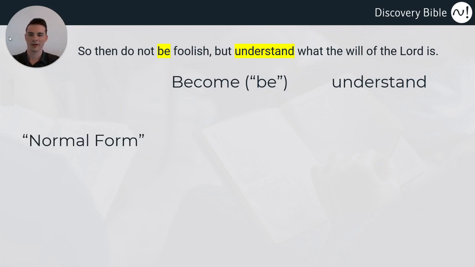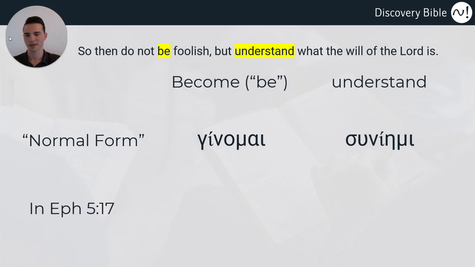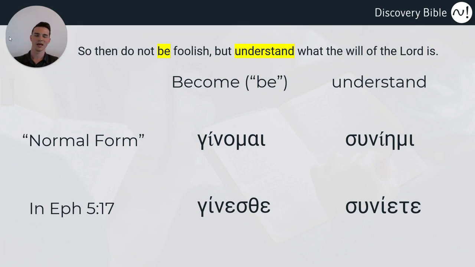So the normal form, also referred to as a lemma, if you would like to know the technical term, is seen here. That's how it normally looks in Greek, the normal form, and the normal form to understand as well. But then we want to look at it in Ephesians 5:17. And when you look at those words in the Greek in Ephesians 5:17, you're going to see it slightly differently.